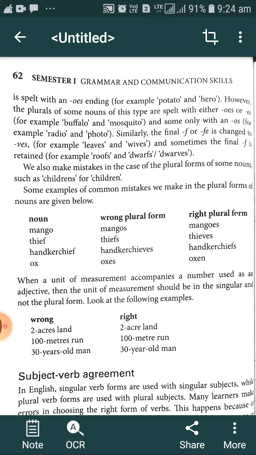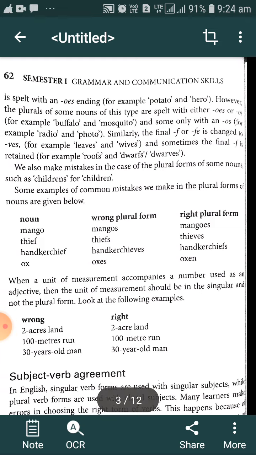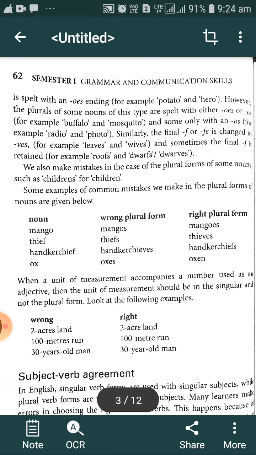We also make mistakes in the case of the plural form of some nouns, such as children, for children. Children in itself is a plural form. Some examples of common mistakes we make in the plural form of nouns are given below. The noun mango. The right plural form is mangoes, MANGOES. We have to add ES.